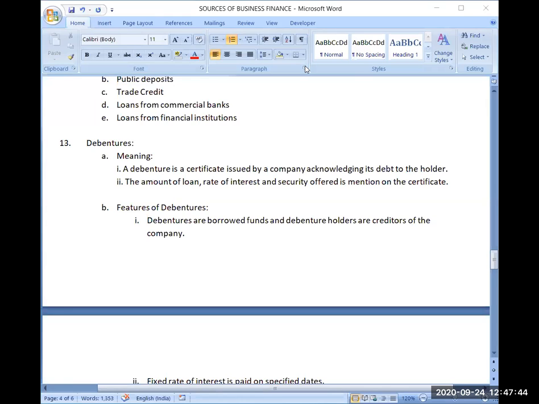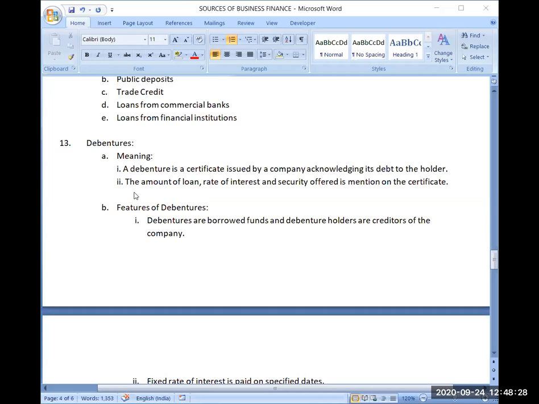Suppose ABC Limited is there and they want to borrow some amount from the public. Now suppose I am giving them rupees 1000 as a loan. So for that loan, they have to issue a certificate that this person has given us a loan of rupees 1000 and in exchange we will be paying this much rate of interest on this 1000 rupees, on what dates the interest will be paid, and after how much time. It may be 5 years, it may be 10 years. After how much time the loan will be repaid, on which date it will be paid back.